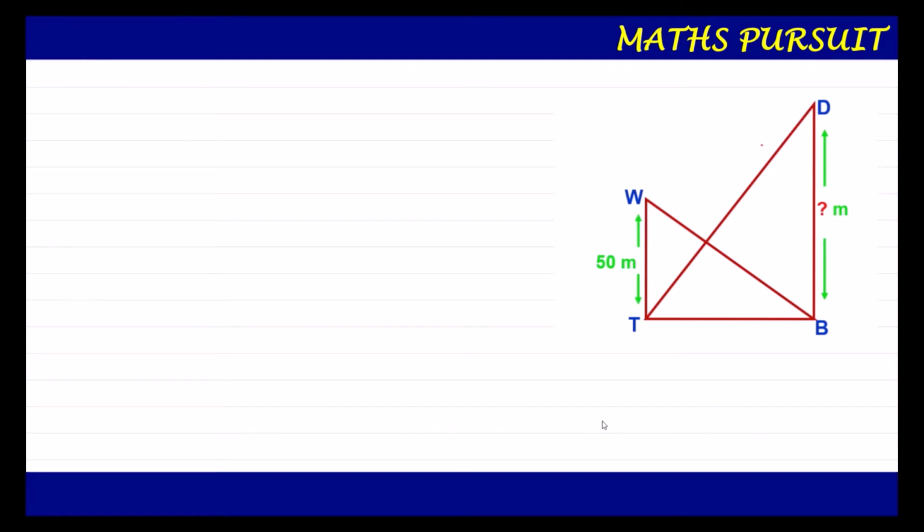Let the tower be TW, and similarly let the building be BD, because in the question two things are mentioned, one is the building and one is the tower. So let the tower be TW and let the building be BD.